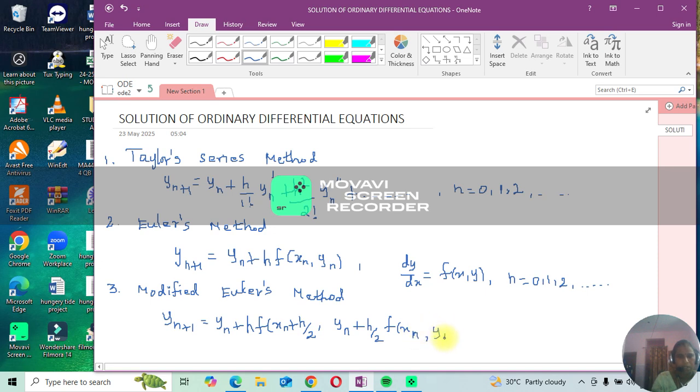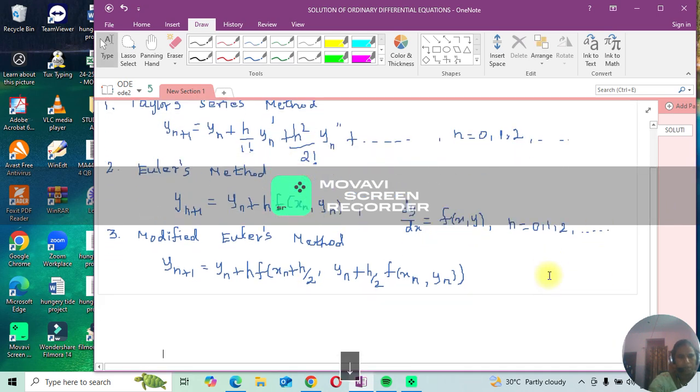We can note the term f of x, y is applied in two places. One is inside the bracket, and the outer one is also a function. So we have to apply the function very carefully. First, inside the bracket we have to evaluate this f of x, y. After that we have to multiply by h by 2, then add with y(n). So here one point is x and this point is y. Again we have to substitute it in f of x, y.